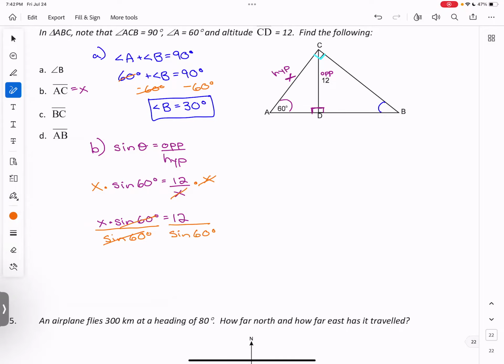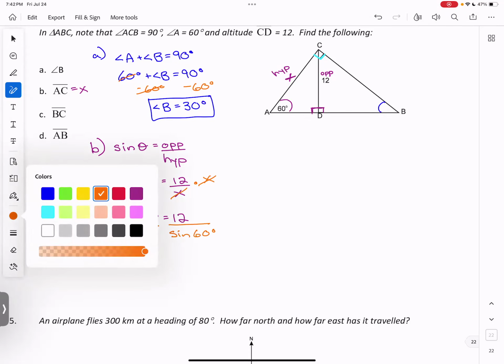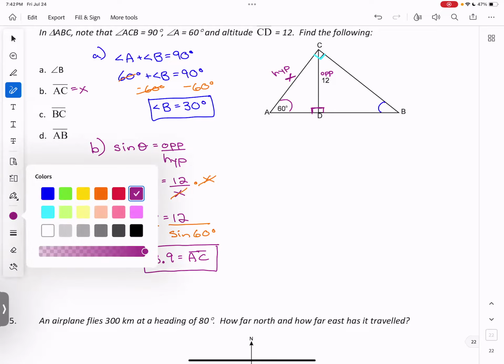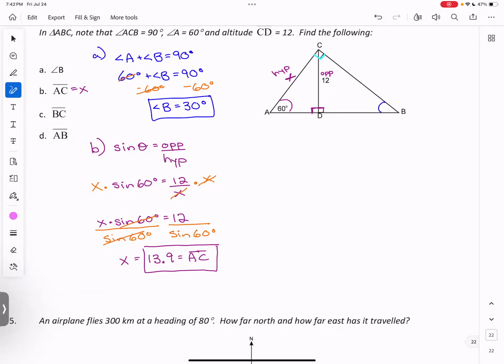And so I get x is 12 divided by sine 60, which, to 1 decimal place, is 13.9, and I'm just going to write that's the same as line segment AC. Okay. Let's go on to C. So now we're looking for line segment BC. So B to C, I'm going to call that y.